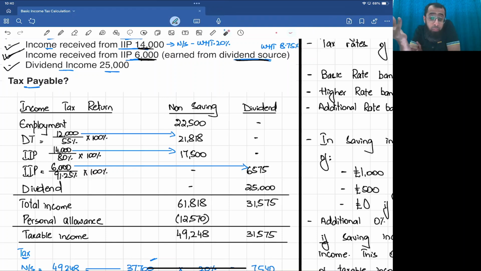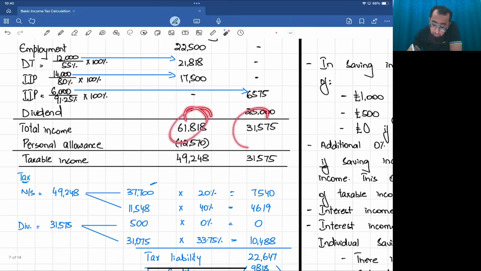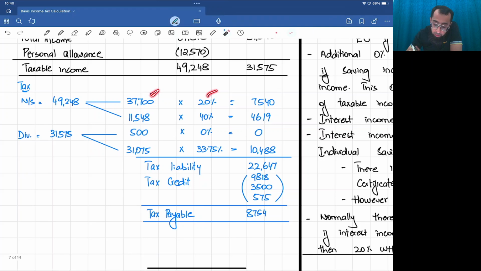You first need to gross it up. You first convert the incomes to full values, calculate the tax, and then adjust the advance tax which has already been paid. You arrive at the value of total income. You adjust your allowances to get the taxable income. And comes the taxes. Basic rate band, remaining non-saving at the higher rate, dividend first 500 at 0%. And since the basic rate band is already over, the dividend income goes at higher rate. Liability, tax credits, and you get the final payable.